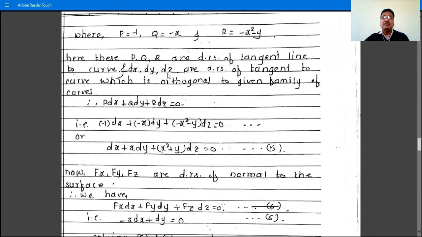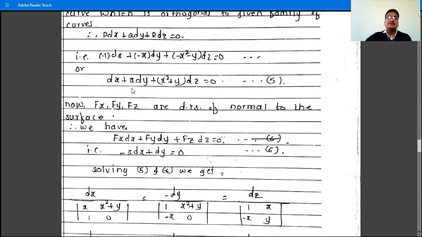Here these p, q, r are the direction ratios of the tangent line to the curve, and dx, dy, dz are the direction ratios of the tangent to the curve which is orthogonal to the given family of curves. Therefore by the condition of orthogonality, p dx + q dy + r dz = 0, that is −dx − x dy − (x² + y) dz = 0. That is dx + x dy + (x² + y) dz = 0, equation number 5.